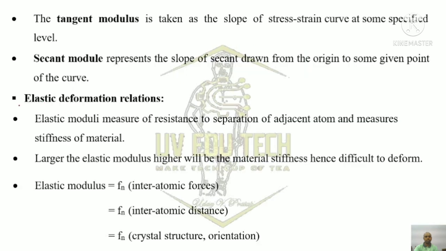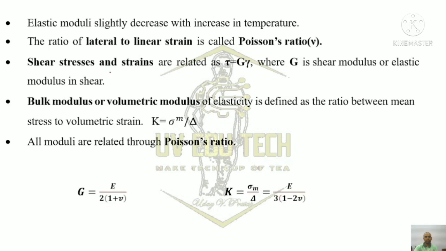Now, talking about the mathematical relations and their significance. Elastic moduli measure separation of bonds and the material stiffness. Second, the larger the elastic modulus, the higher the material stiffness, which makes deformation more complicated. Third, these elastic moduli are a function of the interatomic forces, distances between them, the structure of the atom, and their orientation. Now, the next significance is that elastic moduli slightly decrease with the increase in temperature.